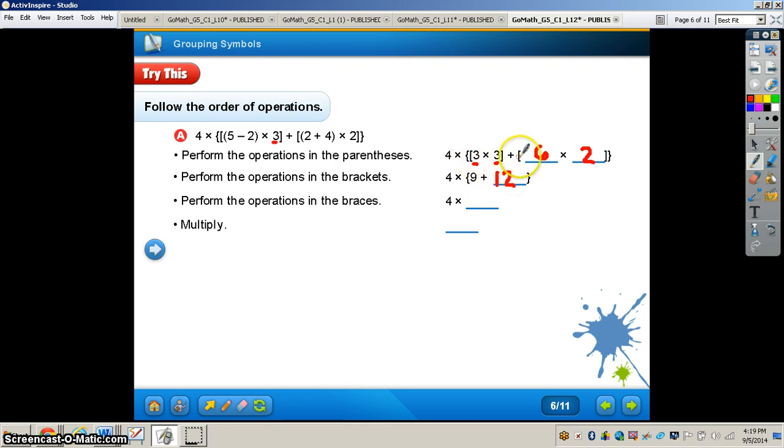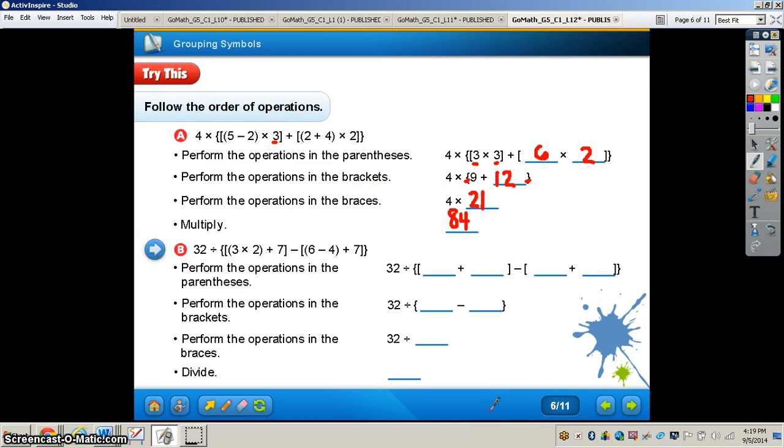Okay, now we eliminated the brackets. Now we just have the braces. Okay, which we have for the braces now. 9 plus 12 giving me 21. Okay, now we've eliminated the braces. Then we have 4 times 21 giving us 84. So you can see parentheses, brackets, then braces.